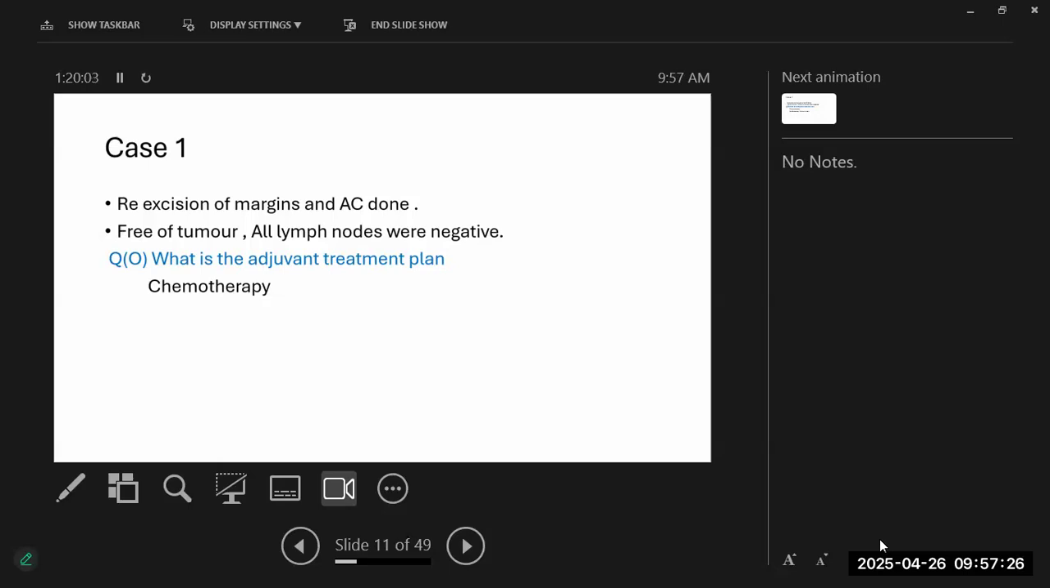And I don't know whether I should tell about the HER2 thing here or are we getting another chance? Yes. So chemotherapy, and radiotherapy.